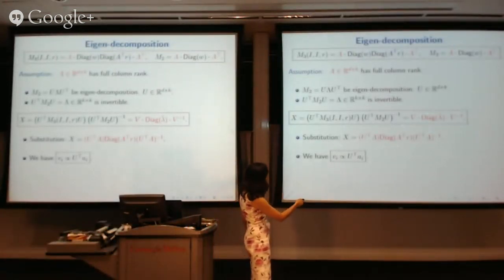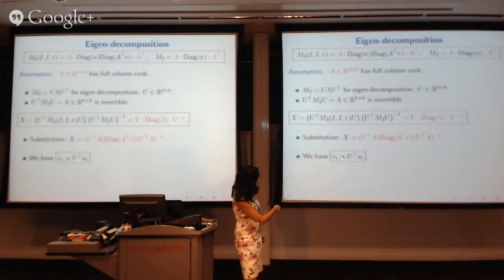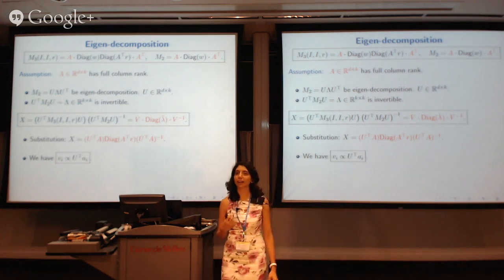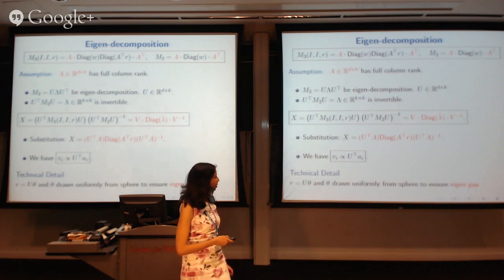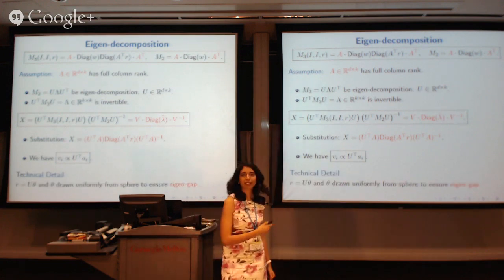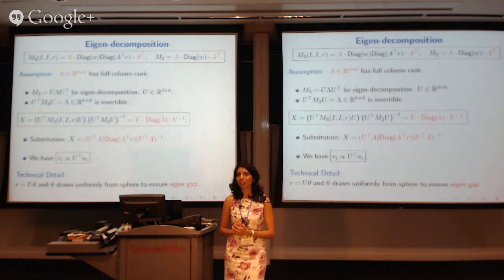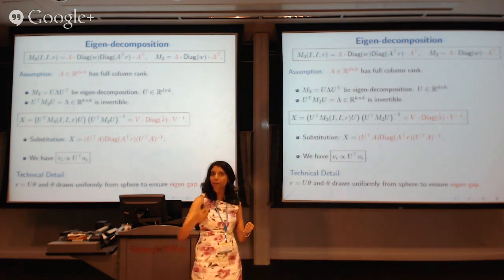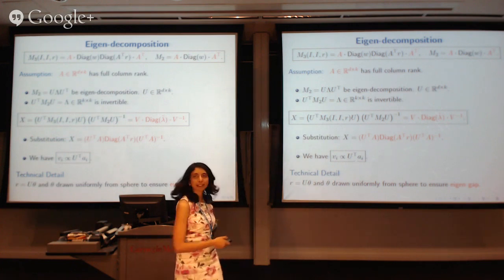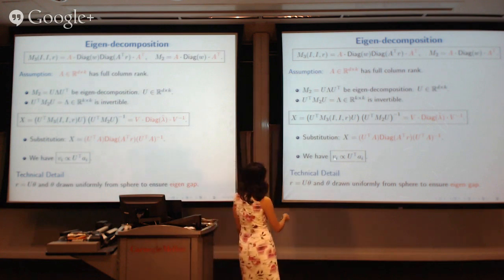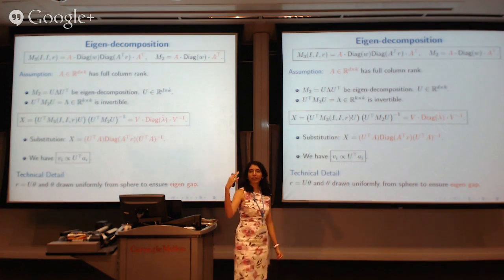What we see here is that, up to scaling, these columns V_i are proportional to U transpose A_i. But this is under the assumption that I have an eigengap, that these lambda tildes are separated. Otherwise, I wouldn't be able to get to the individual vectors. If I have an eigengap between the different lambda tildes, then these V_i are essentially projected A_i up to scaling.